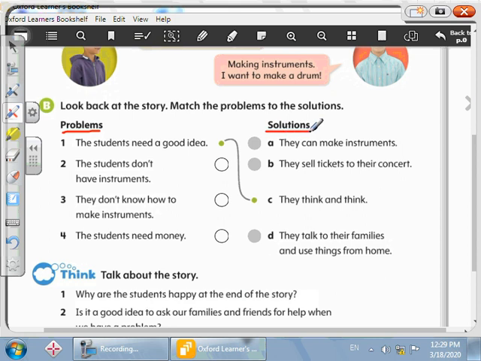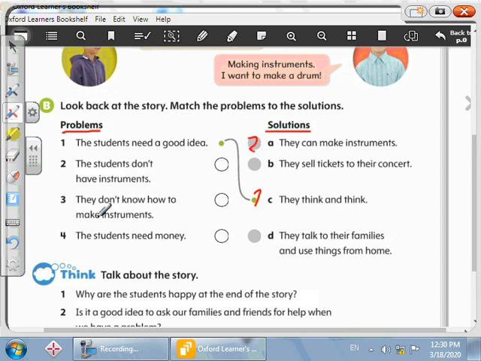Now guys, let's see. Number one, the students need a good idea. So what did they do? C, they think and think. Okay, so this is number one. Number two, the students don't have instruments. What do you think? I want you to choose the answer from this column. Excellent, they can make instruments.